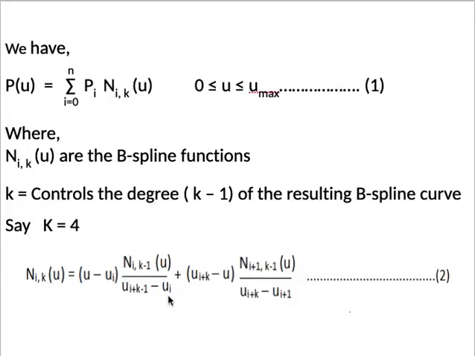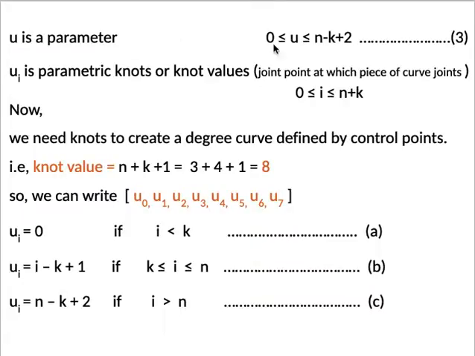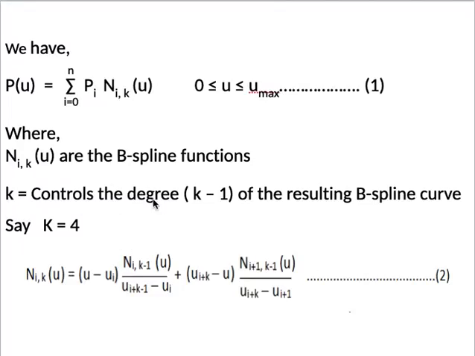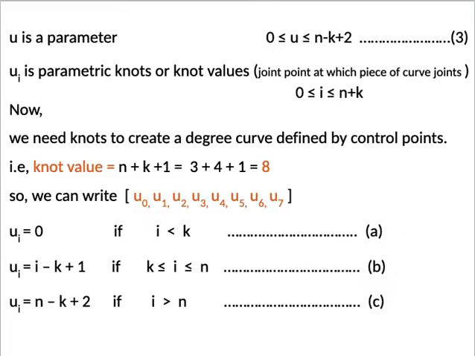What are u and ui? u is a parameter which always lies between 0 and n minus k plus 2. This is the standard. And ui, or in some textbooks they mention ti, we are using ui as the parametric knot or knot values. You can say these are the join points at which pieces of the curve join. As I told you, k controls the degree. So these are the parametric knots ui.